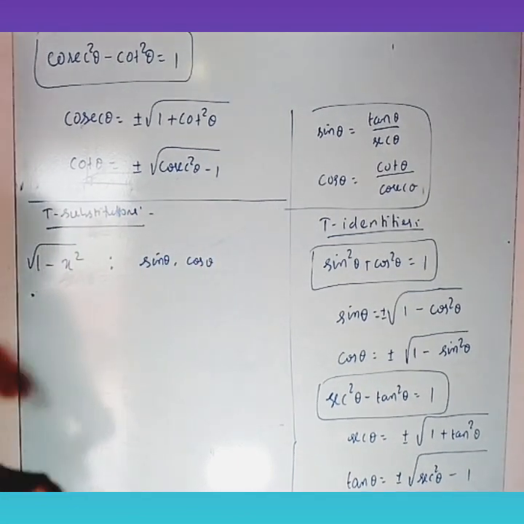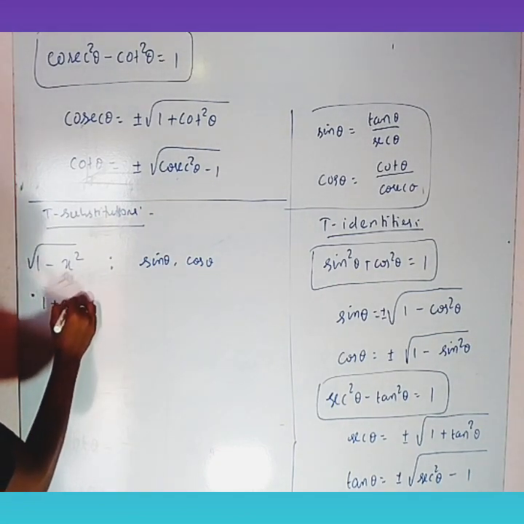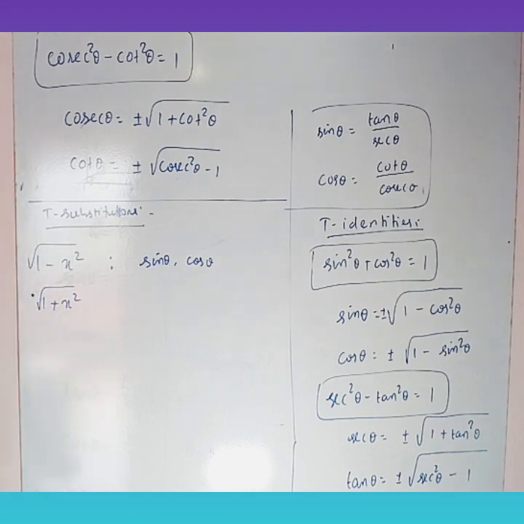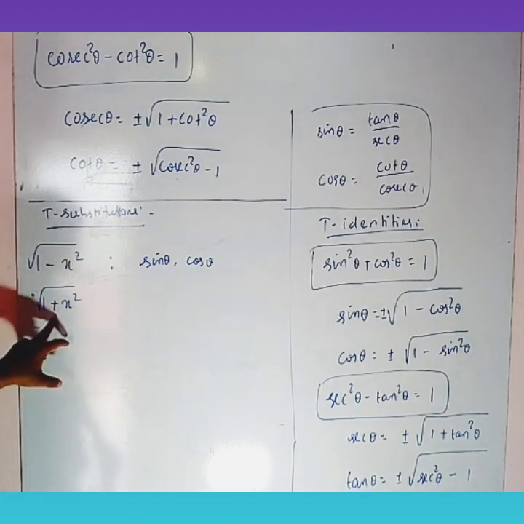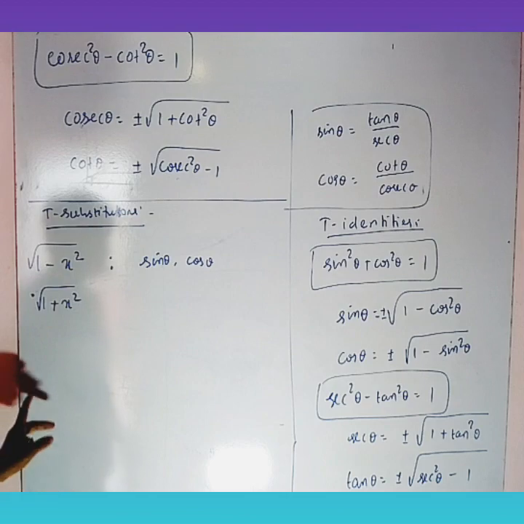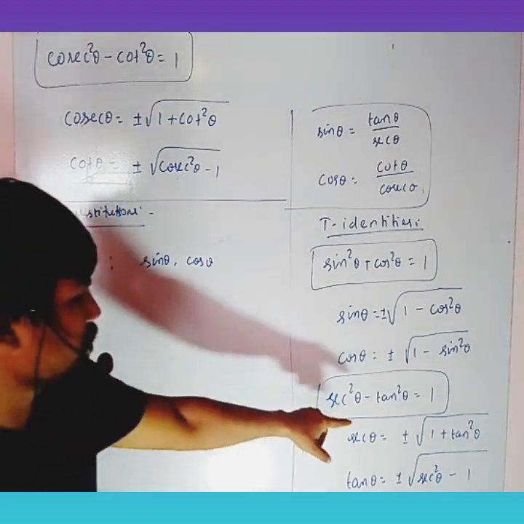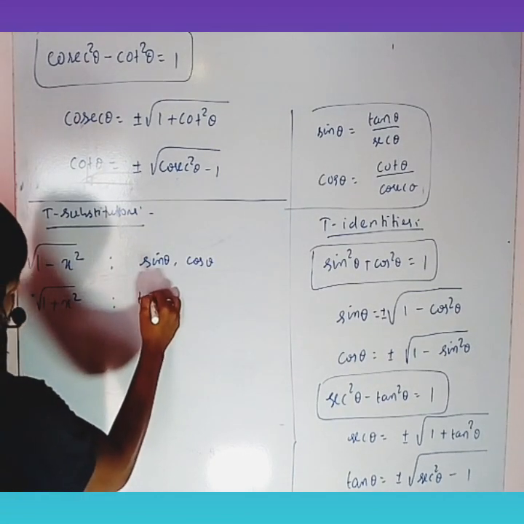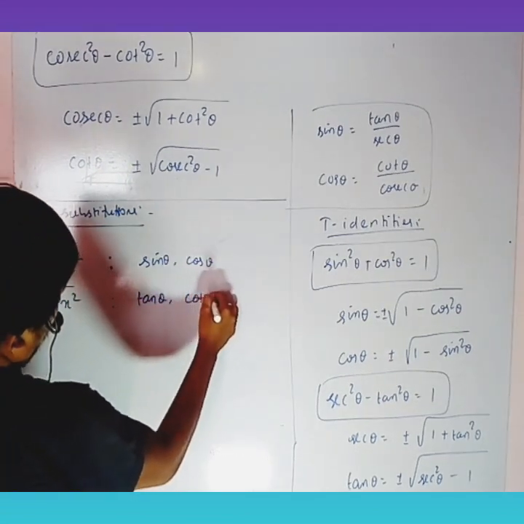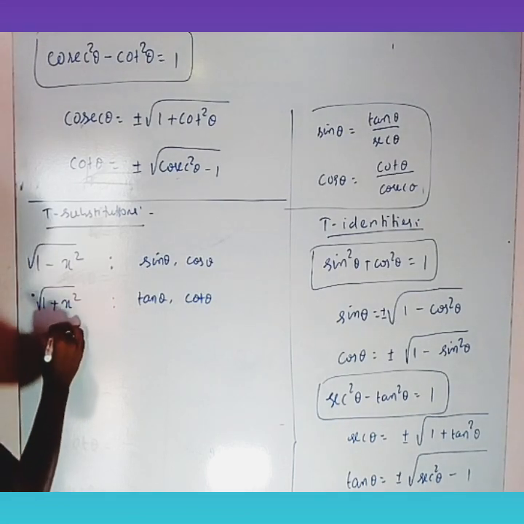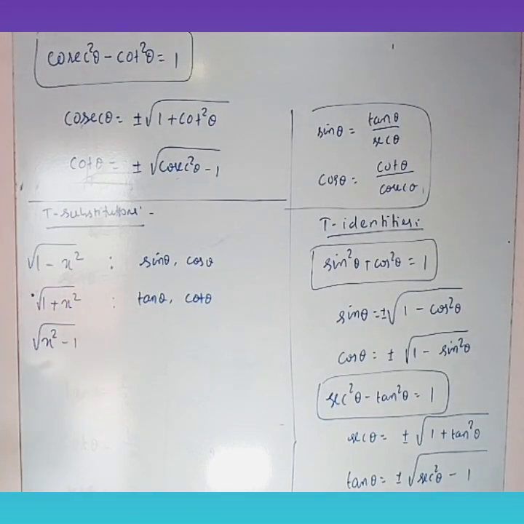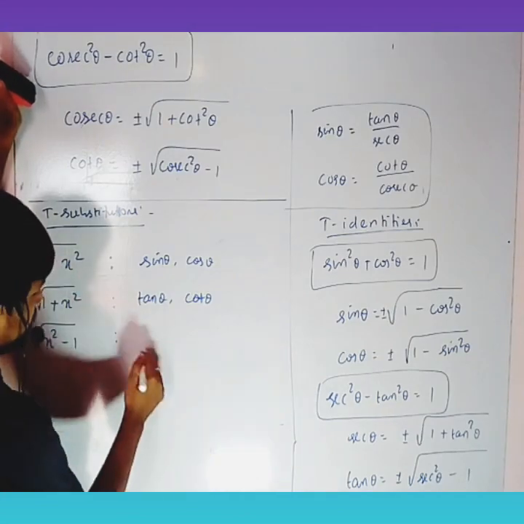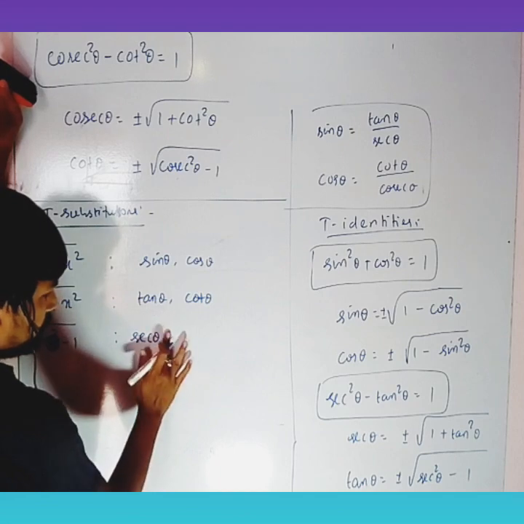We may use sin 2 theta, cos 2 theta or any other thing. If it is 1 plus x square, then the trigonometric substitution for square root of 1 plus x square is tan theta or cot theta. Similarly, the trigonometric substitution for square root of x square minus 1 is obviously sec theta or cosec theta.